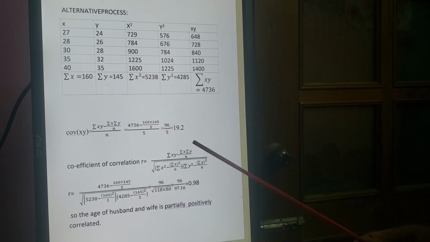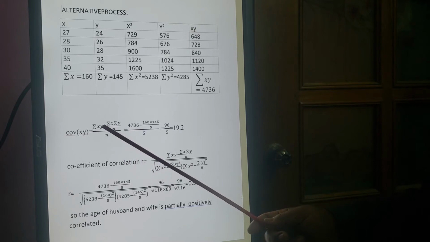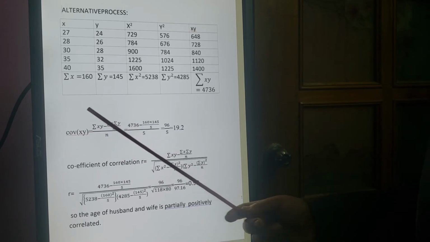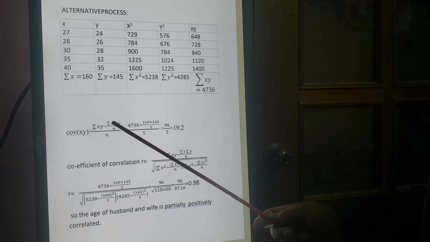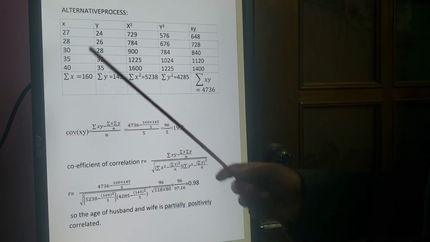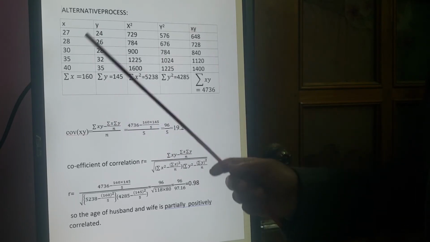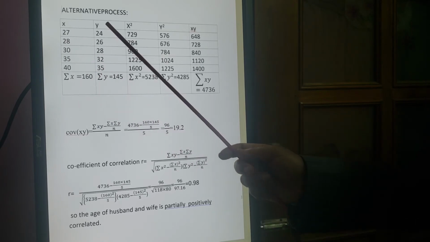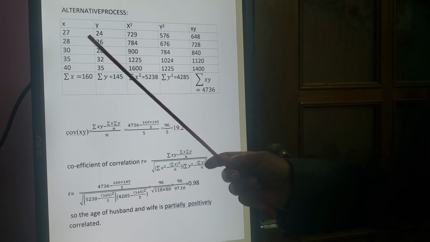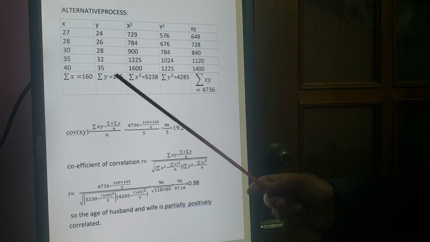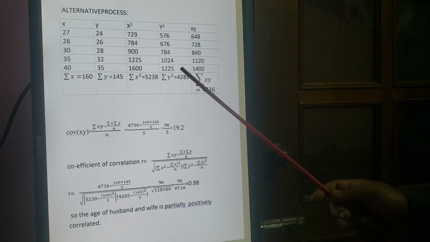You know the covariance of xy in the shortcut method is equal to (summation xy minus summation x summation y by n) divided by n. Okay, this is the covariance of xy for the shortcut method. You have only x and y given. Summation of x means you add all these values. You find the sum of all x. This is summation of x. Summation of y, you need to find the sum of y's, or you add all the values of y. This is sum y.